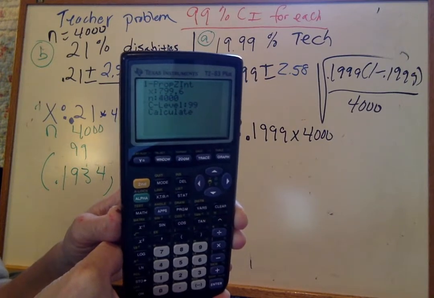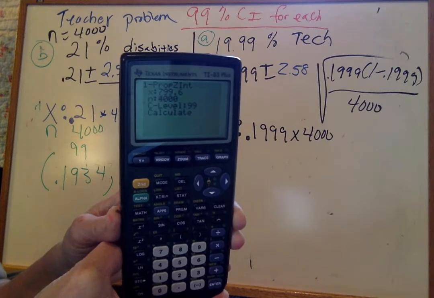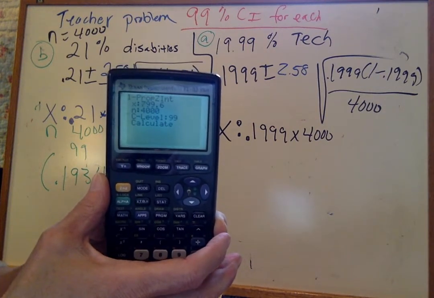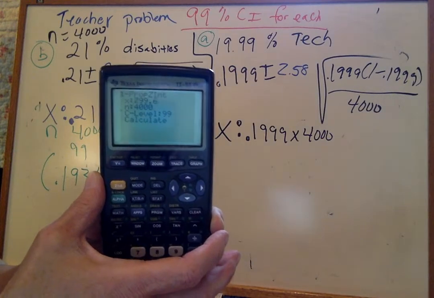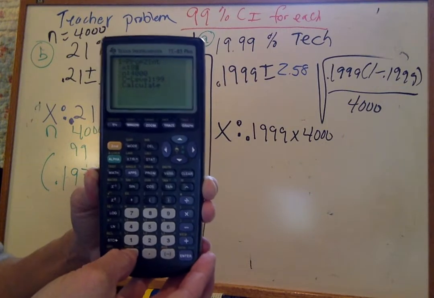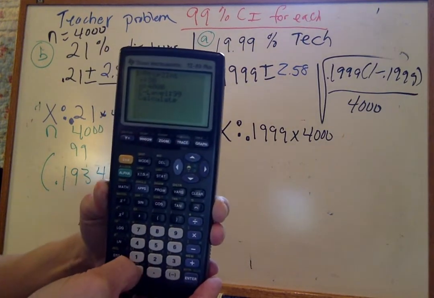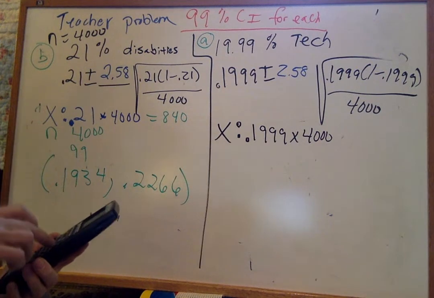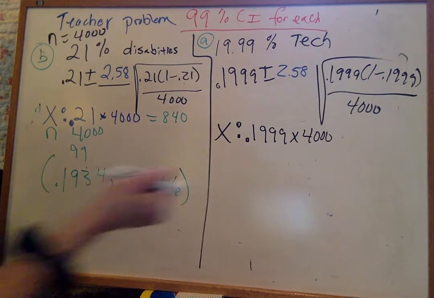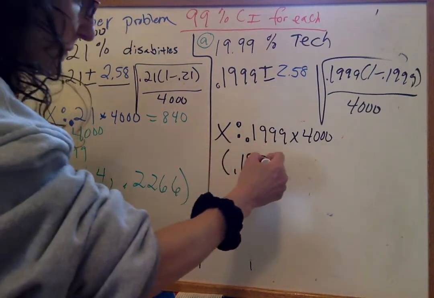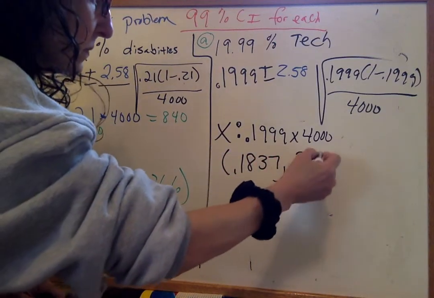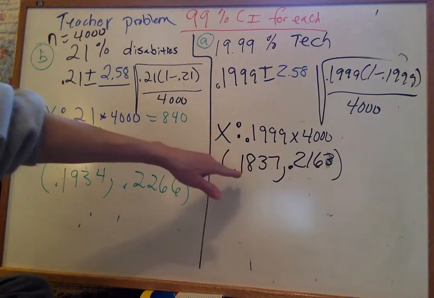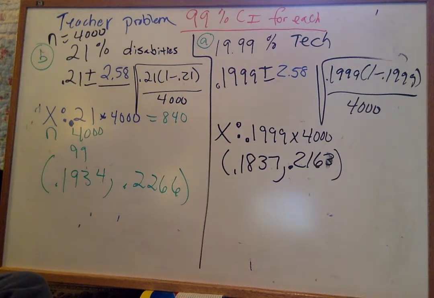On these shortcuts on the calculator, it knows that X has to be a whole number. So you are going to scroll back up and you are going to round that properly, just how we always round numbers in mathematics. 799.6 goes to 800. So I'm just retyping 800 over top. The N is 4,000, C-level is 99, calculate. That is the confidence interval for the true proportion of teachers who need help integrating technology into the classroom.